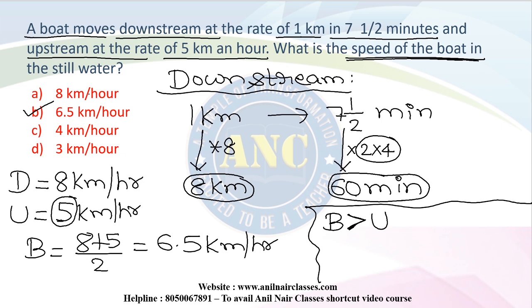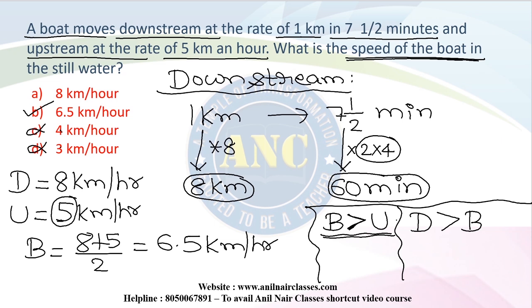So answer options C and D are eliminated because C and D are lesser than 5 kilometers per hour. So directly you are eliminating 2 options out of 4 options using this beautiful condition. Now we also have one more condition. That condition is downstream speed is always greater than the speed of boat in still water.